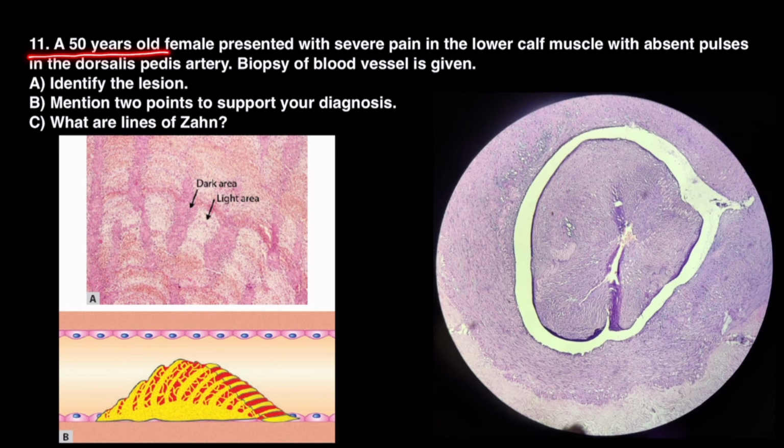A 50 years old female presented with severe pain in the lower calf muscle with absent pulses in the dorsalis pedis artery. Biopsy of blood vessel is given.